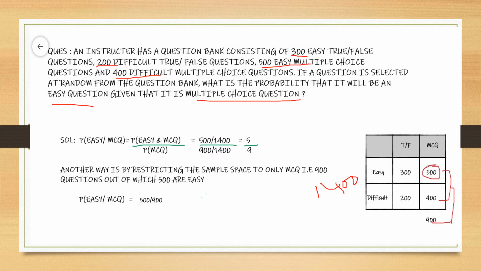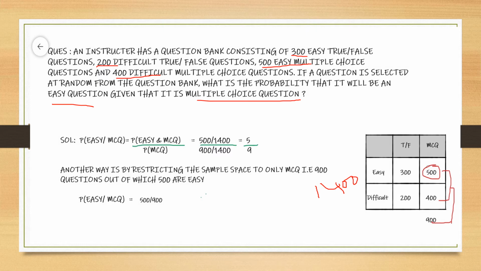So I need the probability of easy given MCQ, meaning getting an easy question when an MCQ is already there, right? So what is the formula for the probability of A given B, or getting an event when one has already happened? It is the probability of the intersection divided by the probability of the event which has already occurred, right? Now what is the probability of easy and MCQ, right?